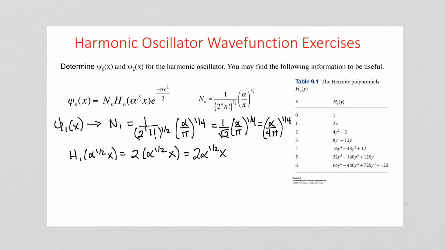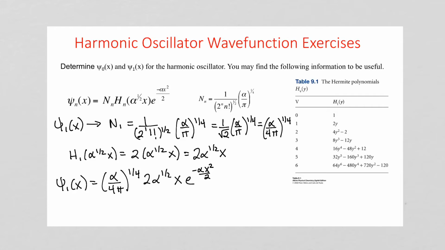All right, now we just put everything together once again. So start with our normalization constant, put our Hermite polynomial in there, and then don't forget your Gaussian function at the end. Okay, so this is the expression for the n equals 1 harmonic oscillator wave function. Now, we can obviously arrange this a little bit more simplified.